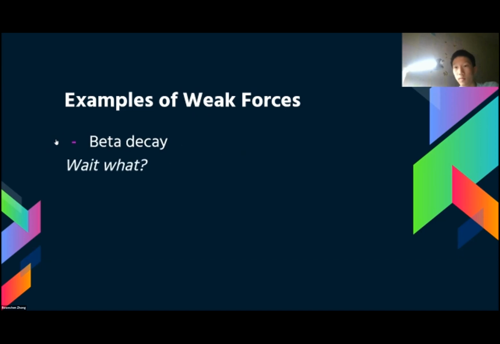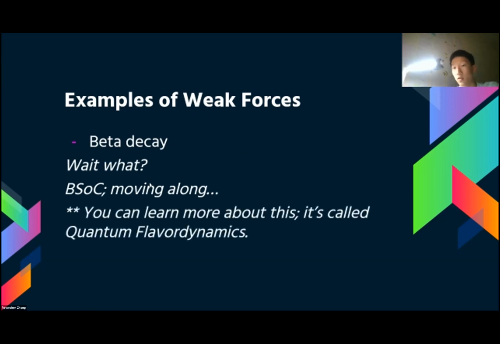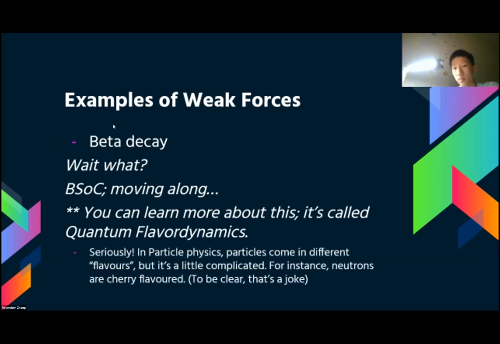If you don't know what beta decay is, that's okay. I barely know what beta decay is, and I'm pretty good at this. This is also beyond the scope of the course. So we're 75% done. You can learn more about this. It's called quantum flavor dynamics. And this is a real thing. Particles come in different flavors. For instance, neutrons are cherry flavored. Really, flavor dynamics, it's a real thing. You can Google it. All right, so we're 75% done, but there's one more.